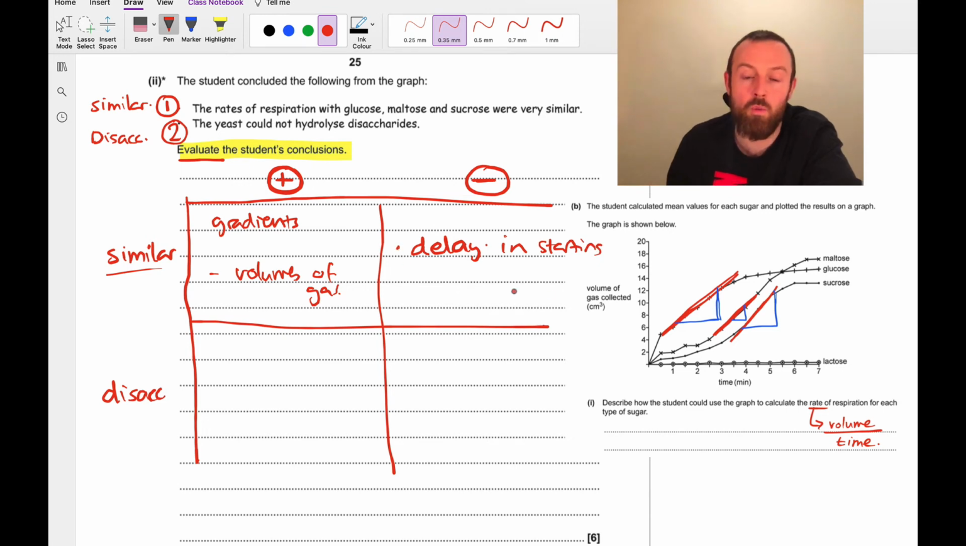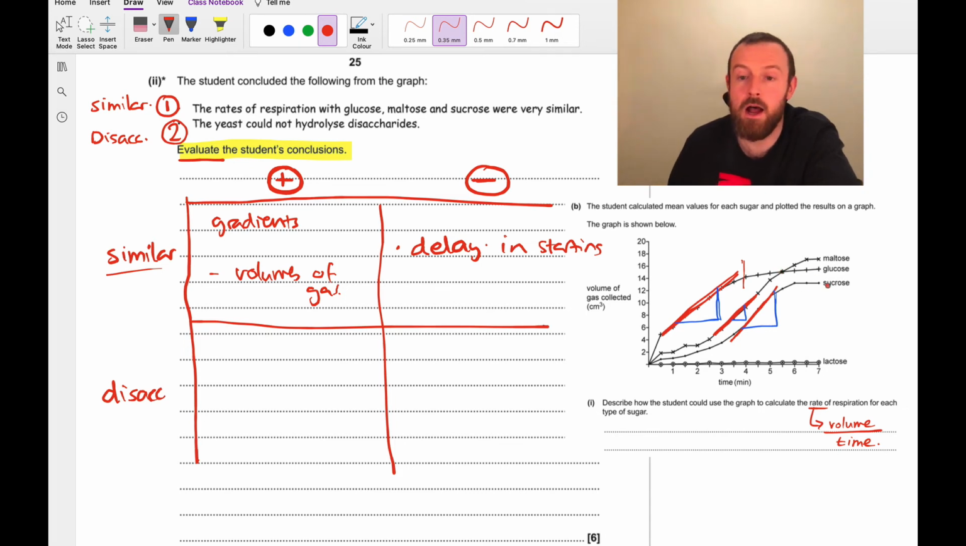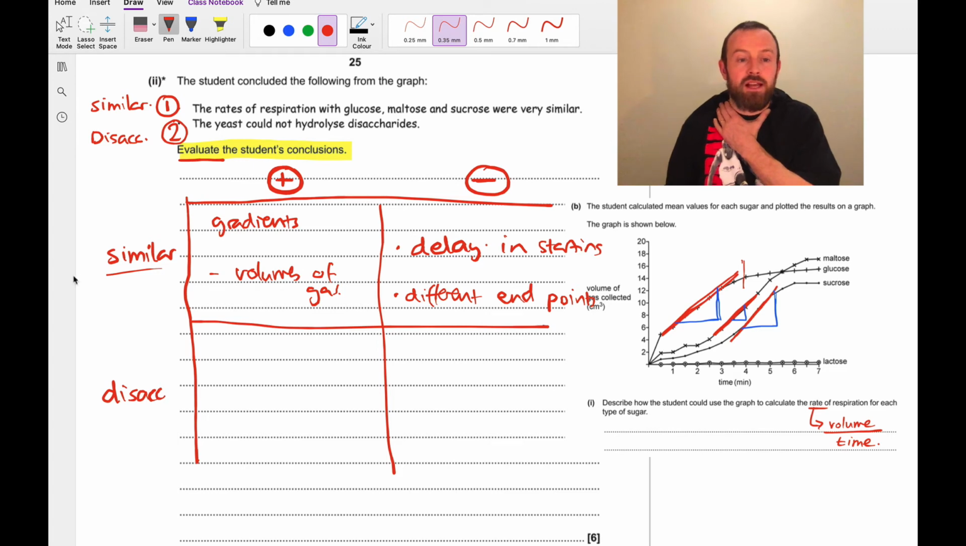And we could also talk about when gas stops being produced. So glucose finishes quite soon. So around about 4 to certainly 5 minutes, glucose has already stopped. There's no more gas being collected from glucose. Whereas maltose stops at about 6 minutes and sucrose stops at about 6 minutes. So we can say different end points. I'll just write it as a note, but you would probably write it in a bit more clarity. So we've looked at positive and negative of the first conclusion.